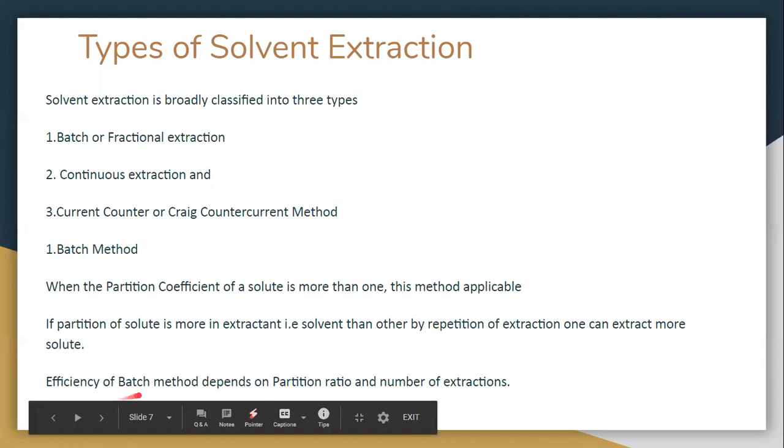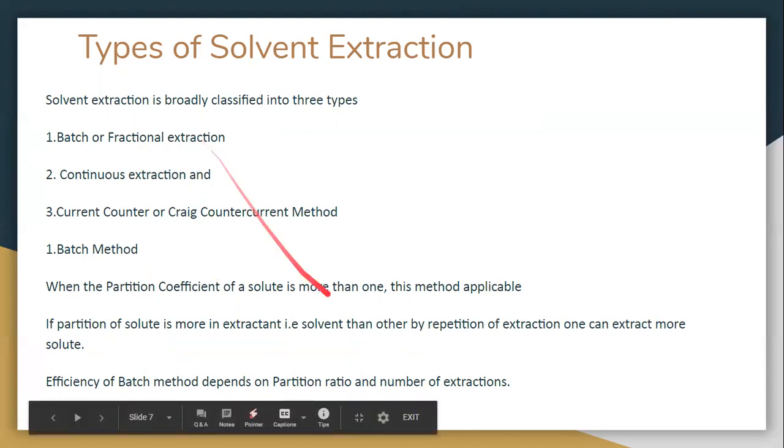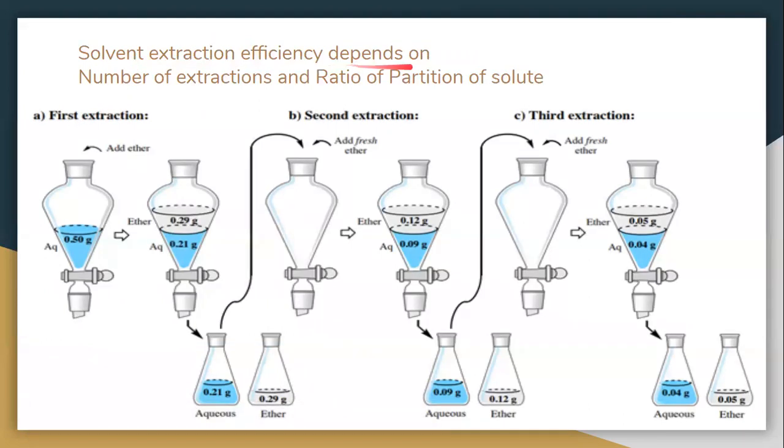The efficiency of the batch method depends on the partition ratio and the number of extractions. So it is very important. The efficiency of this method depends on two things. One is the partition ratio. If the partition ratio is greater than 1, then it is the best method. And next, how can we extract more substance from water? By repeating the number of extractions. Look at this: solvent extraction efficiency depends on the number of extractions and the ratio of partition of the solute.